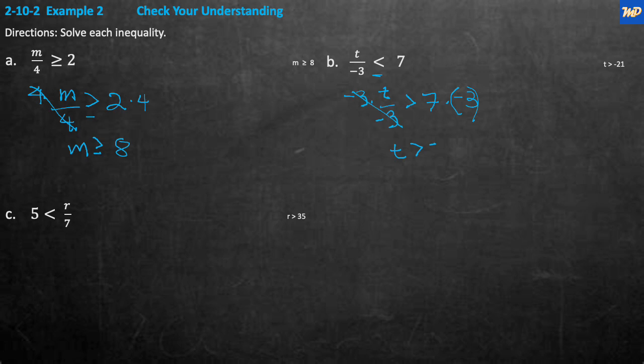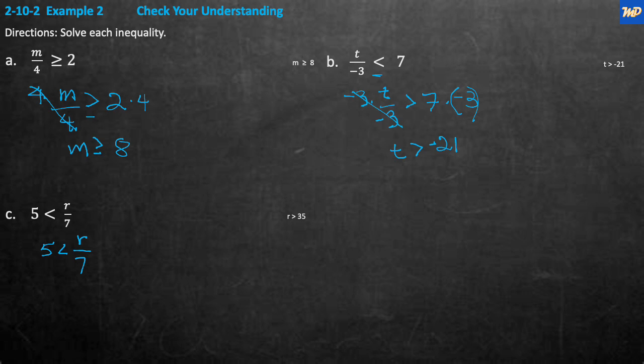And we have t is, we flip the sign from less than to greater than, negative 21. Negative 21. And finally here, 5 is less than r divided by 7. We need to get the r by itself. And let's take it a step further. Let's assume we want to get the r on the left-hand side, so it'd be like r is something to a number. So right away, let's do it.